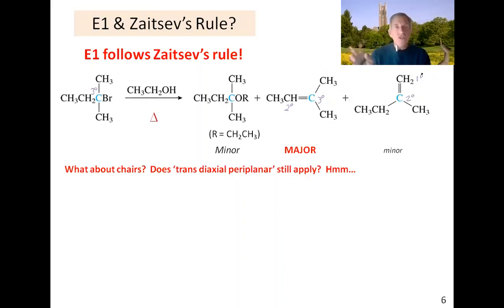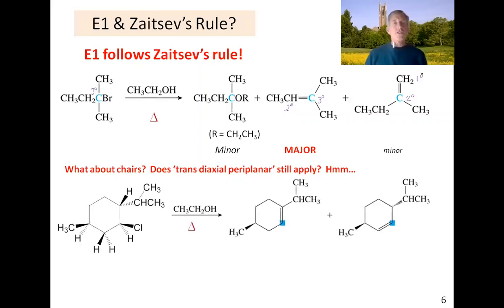Ooh, what about chairs? What if chairs go through this E1 process? Well, remember, transdiaxial paraplanar still apply. It didn't apply on any of these other ones. We didn't care where the p orbital was because we lost tetrahedral geometry. We became planar carbocation. And so in chairs, it's really important to recognize that in this experiment, again, I have, and definitely pause, it's a very busy reaction here. I blew it out with all the wedges and dotted lines.